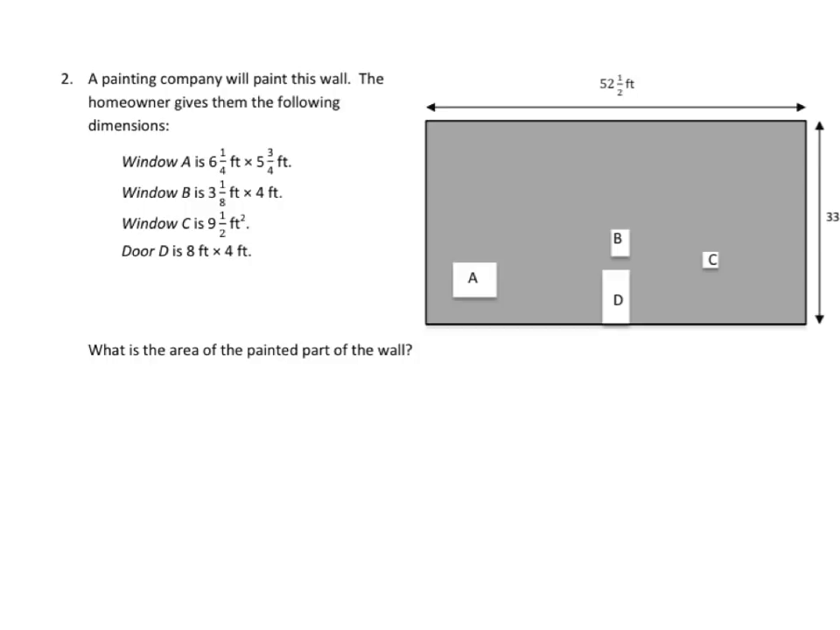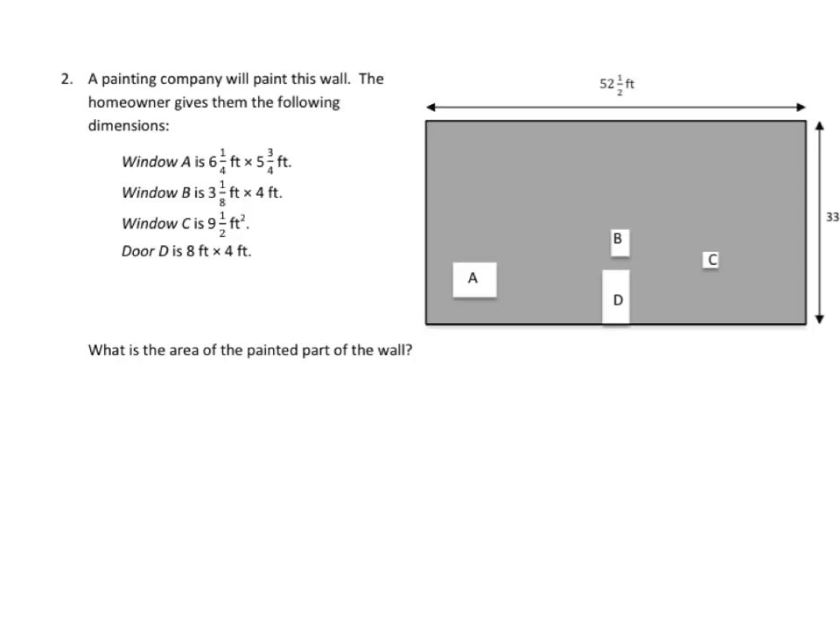So what do we need to do? We need to find the area of the entire wall. Then we need to subtract the areas of each of these windows and doors. Now we could find the total area and subtract it from the area of the larger wall, or we could take it step by step and find the area of the wall, then subtract window A, then whatever the difference is from that, subtract B, whatever the difference is, C and D.